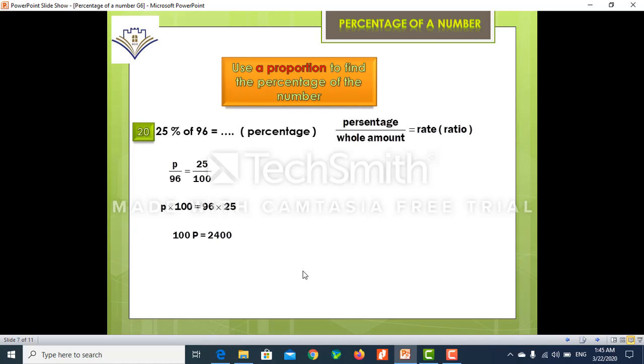Both of them are divisible by, what about 100 and 2400? Both divisible by 100. Then 100P divided by 100 equals 2400 divided by 100. Then 100 divided by 100 equals 1, meaning P, and 2400 divided by 100 equals 24.